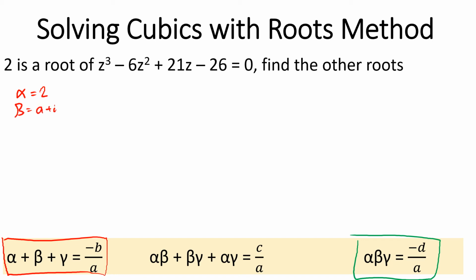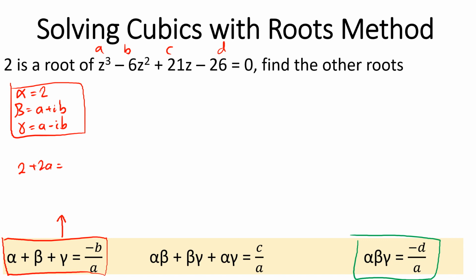Okay, so I'm going to go through this quite quickly. We've got alpha is 2, and then we've got beta and gamma are the things that they are. So put that into the first equation, we'll get 2. Should label up my diagram, I suppose. Plus 2a, that's my beta plus gamma, is minus b over a. So it's minus 6 over 1, so that's equal to 6. So 2a is 4, so a is 2. So far so good.